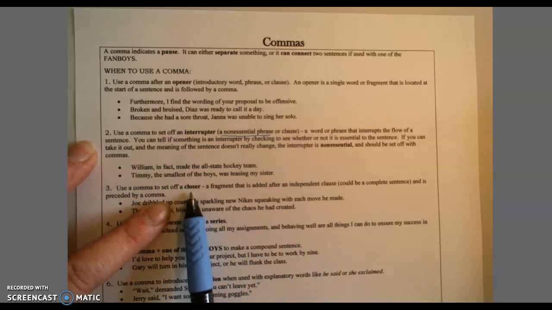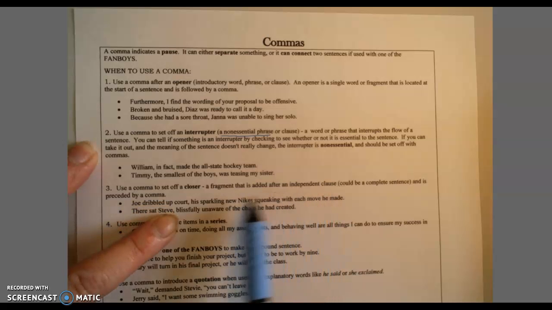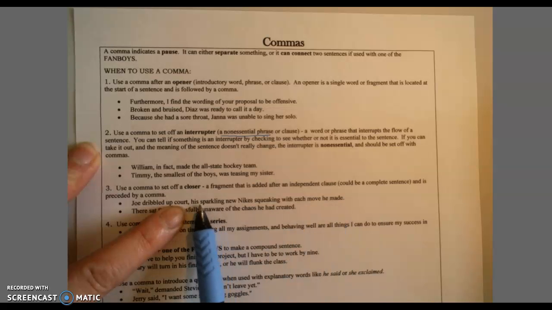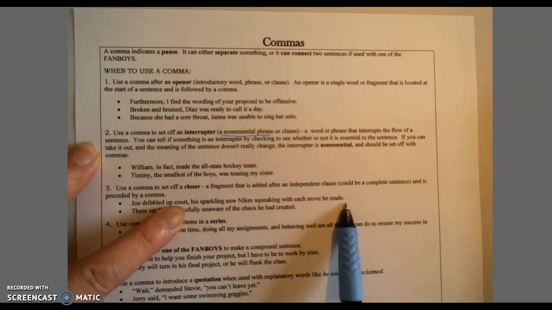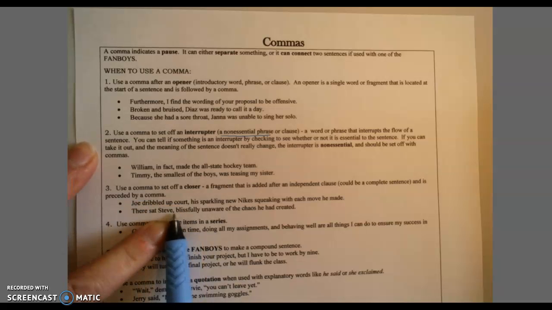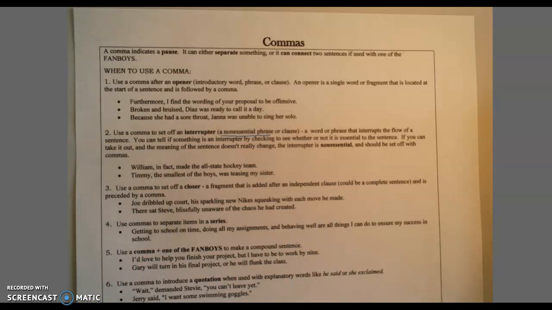We use a comma to set off a closer, but not all closers. A fragment that is added after an independent clause is preceded by a comma. Joe dribbled up the court. That's a complete sentence. But we have this phrase ender, right? His sparkling new Nikes squeaking with each move he made. Because that's a phrase ender or a phrase closer, we need a comma connecting it to the independent clause. There sat Steve. That is a complete sentence. Blissfully unaware of the chaos he had created is a phrase closer. So we need a comma to join it.